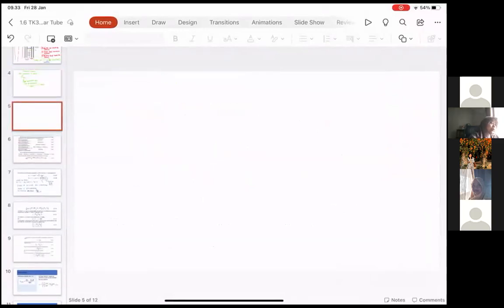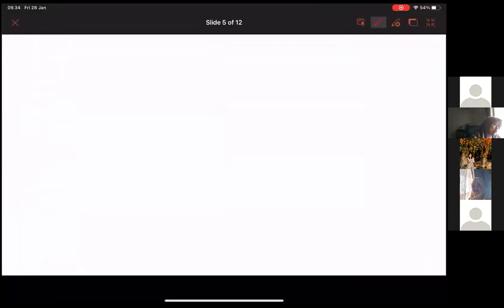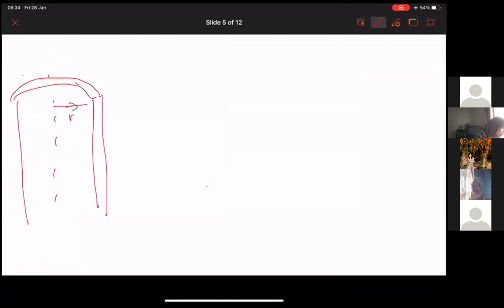Okay, so let's try to do it by one. I'm going to start sketching again. Let's sketch that one there. This is R. This is the sketch of the shell. From here is R, and up to here is R plus delta R, and this is at z equal to 0, and this is z equal to L.